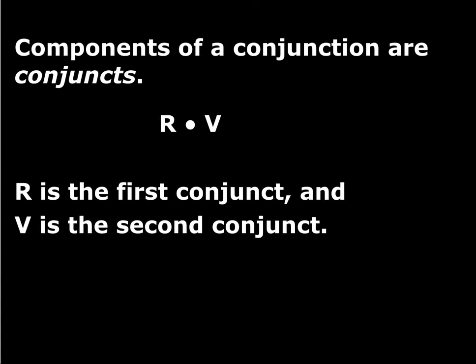Now it's going to be convenient for us to have names for the components of a conjunction, and so we will just call those conjuncts. So in the conjunction R dot V, R is the first conjunct and V is the second conjunct.